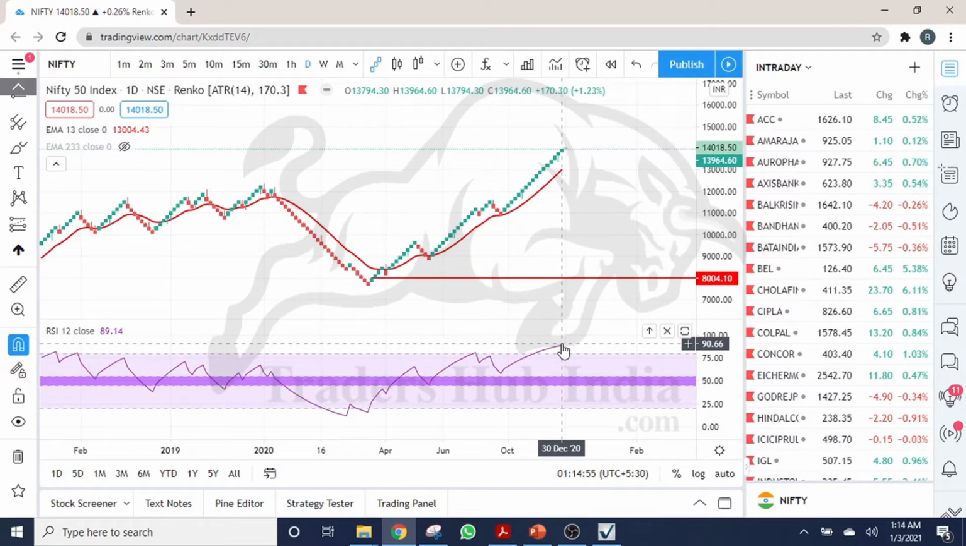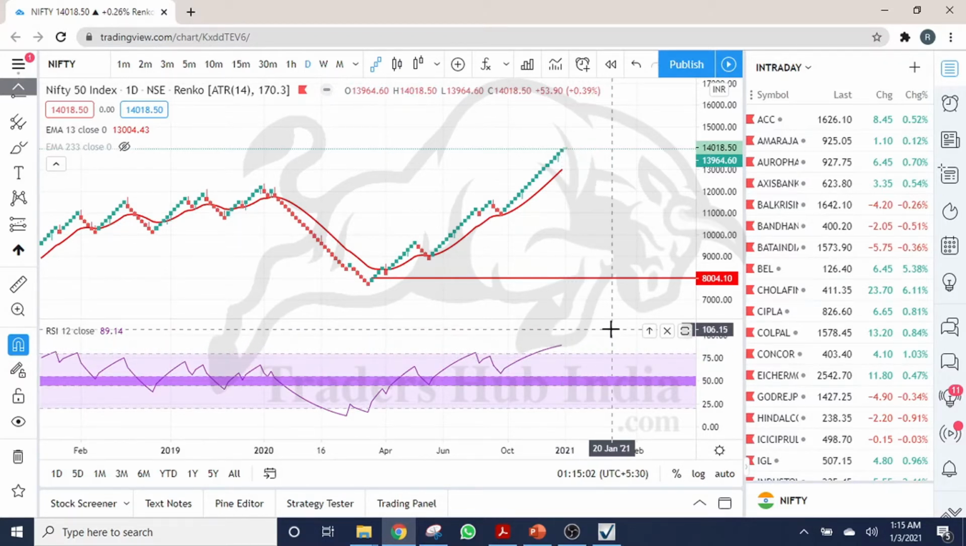We should be a bit cautious, but I will not say the market will fall. It may come down, it may consolidate, and it may go up again. We don't know exactly. We will see. Instead of predicting the market, we will go along with the market.